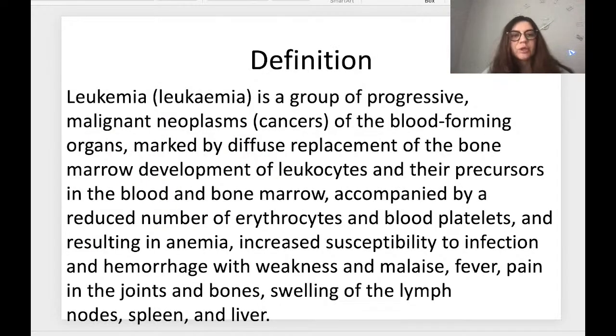Let's give definition. Leukemia. It is a group of progressive malignant neoplasms, cancers of the blood-forming organs, marked by diffuse replacement of the bone marrow, development of leukocytes and their precursors in the blood and bone marrow, accompanied by reduced number of erythrocytes and blood platelets, and resulting in anemia, increased susceptibility to infection and hemorrhage, with weakness and malaise, fever, pain in the joints and bones, swelling of the lymph nodes, spleen and liver.